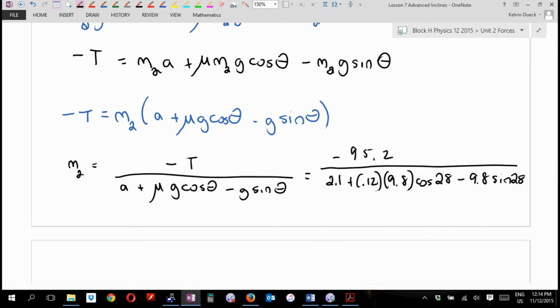Oh, I don't need brackets on the top. Is there more than one number on the bottom? I better put the bottom in brackets.